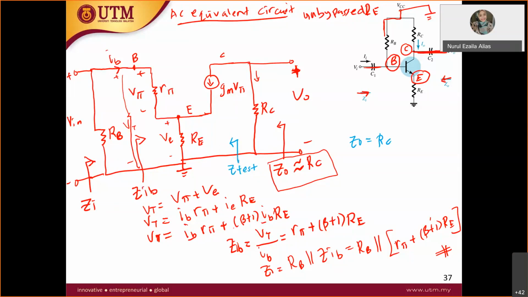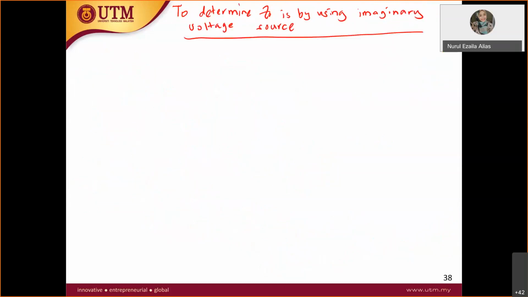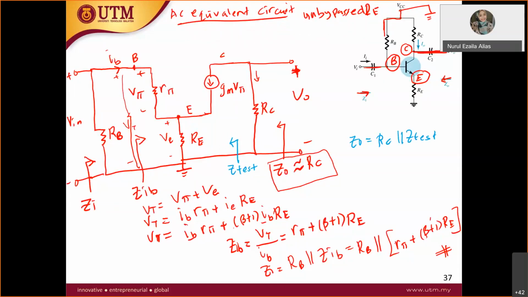Okay, so now let's find what is Z test. Although in the end of the day you get that Z out is equivalent to RC, let's see how they find the Z test. Z out is equal to RC in parallel with the Z test. How to find Z test is by introducing an imaginary voltage, which we call V test.